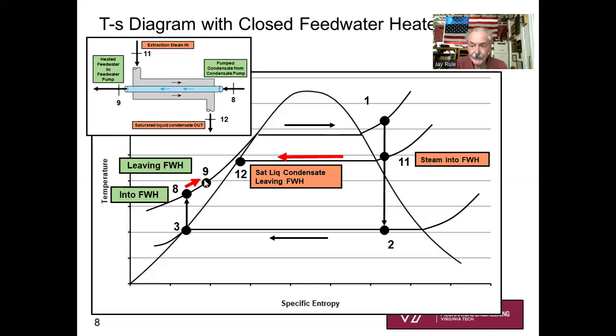the feed water. And so on the TS diagram, you have a visualization of what's going on with the heating steam and what's going on with the feed water. A lot of students have trouble grasping that, but it's important to understand what our states look like on the TS diagram.